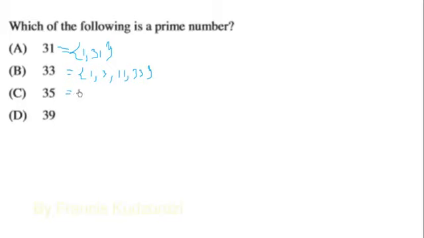35 has factors 1, 5, 7, and 35 itself. So this is not a prime number. The factors of 39 are 1, 3, 13, and 39 itself. So it is not a prime number. So the only prime number is 31. A prime number has two factors, the number itself and 1.